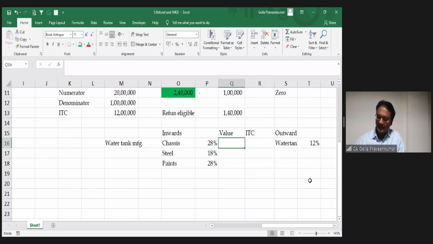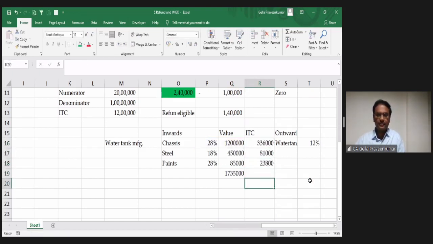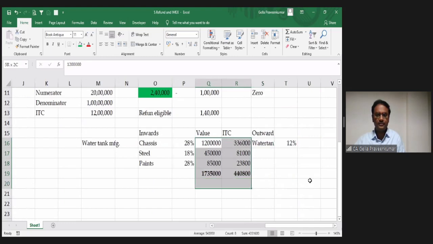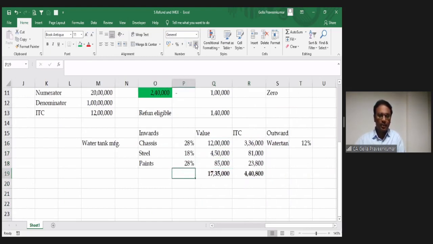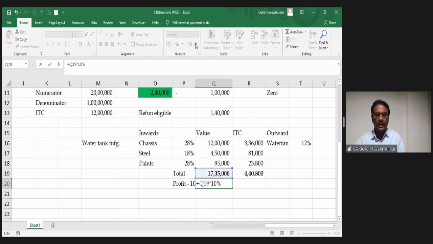My value of purchase, chassis I have purchased for say 12 lakhs. Steel I have purchased for another say 4,50,000. Paints I have purchased for some 85,000. Now, this is my value of purchase. Let me calculate my input tax credit. Friends, this is my total value of purchase. Say I am in a business model where my profit margin is 10%. On 17,35,000, I keep a markup of 10%.